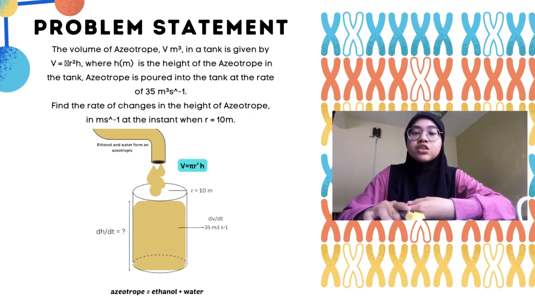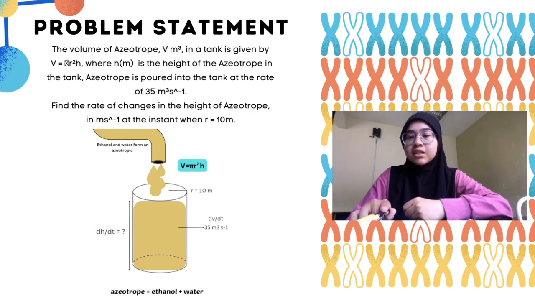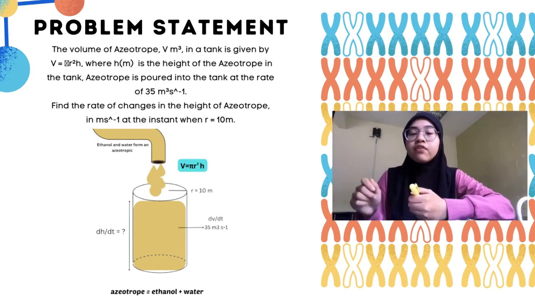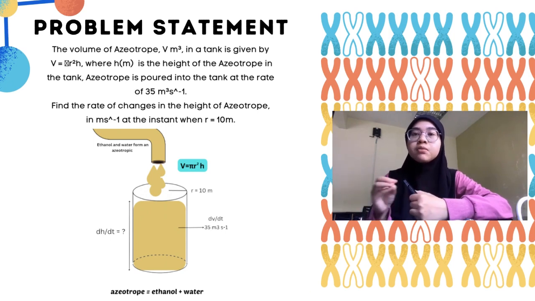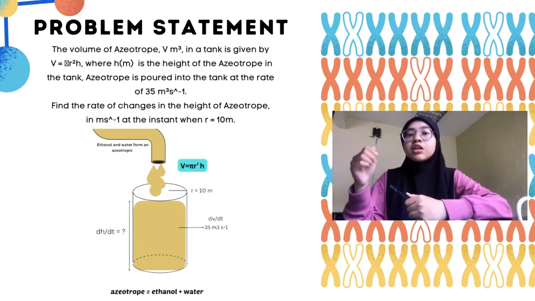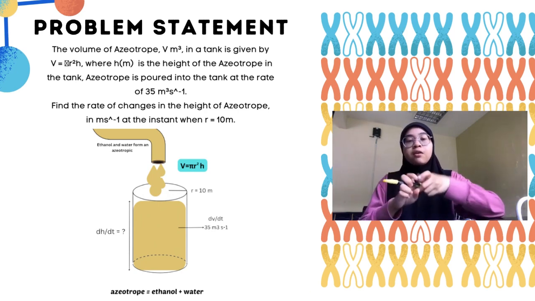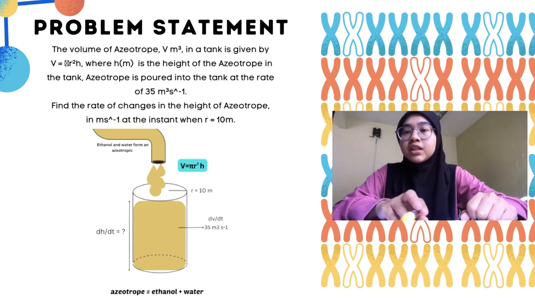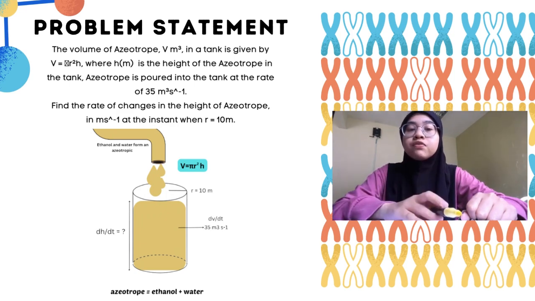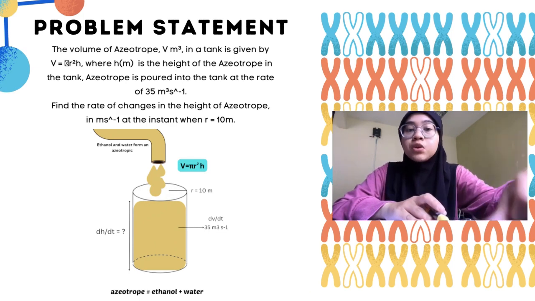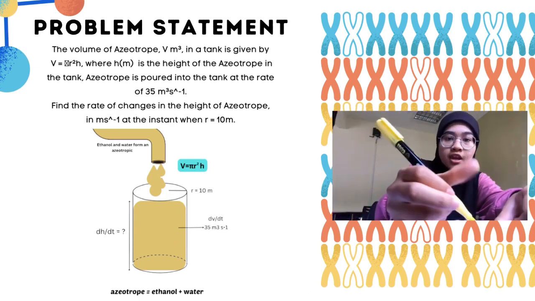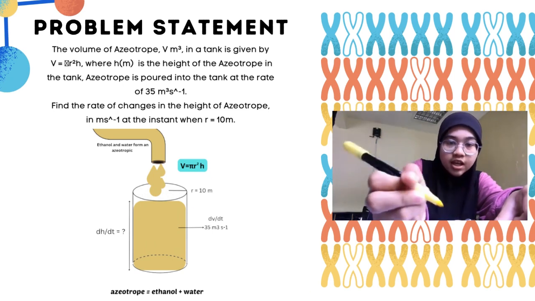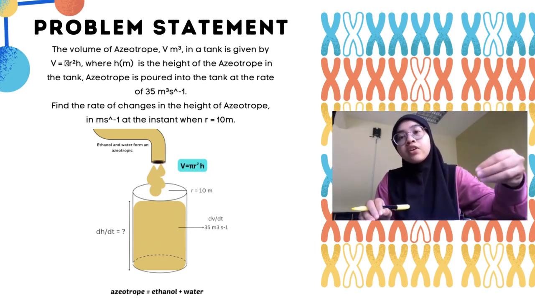Find the rate of change of the height of azeotrope in meter per second at the instant when r is equal to 10 meter. First of all, after we have read the problem statement, what we need to do first is highlight all the main information given to us. As we can see, in this problem statement, it is said that the volume of azeotrope in a tank container is given by the formula V equals pi r squared h.